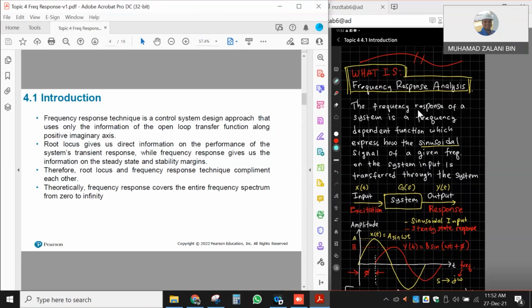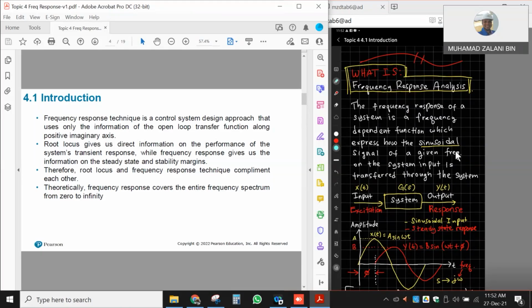But for this frequency response analysis, basically we are going to look into the steady state and stability margin, the steady state performance of the system. We only focus on the input and output as a sinusoidal signal of a given frequency. Given frequency means at a certain frequency, we observe, if we put the input as a sinusoidal function, how the sinusoidal function behaves at the output at a particular frequency.